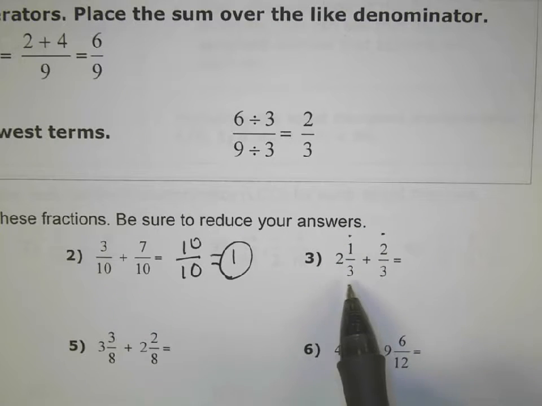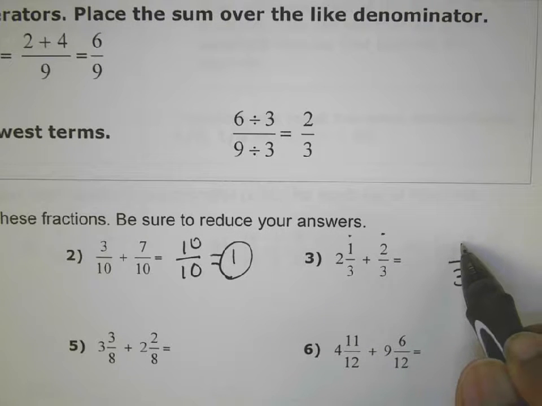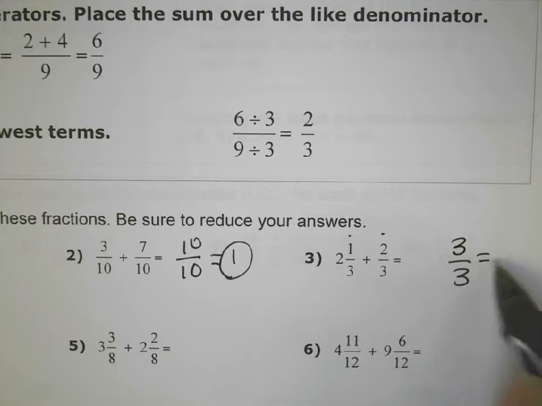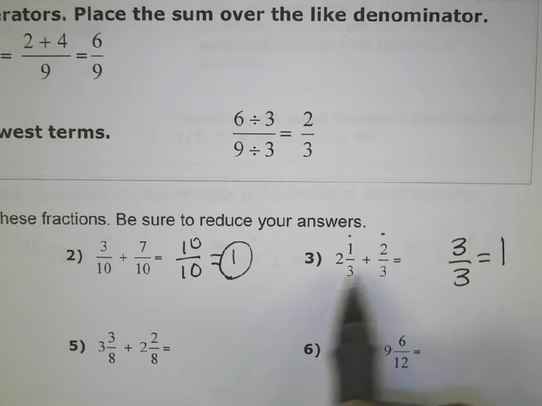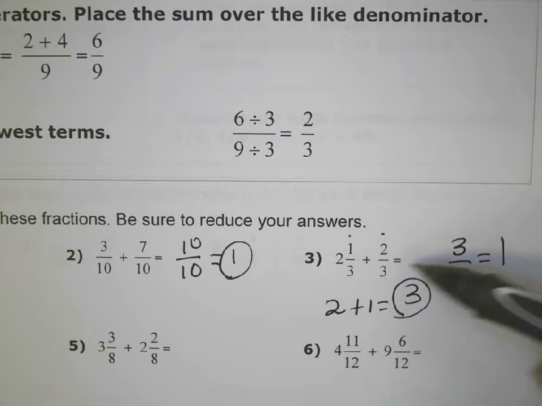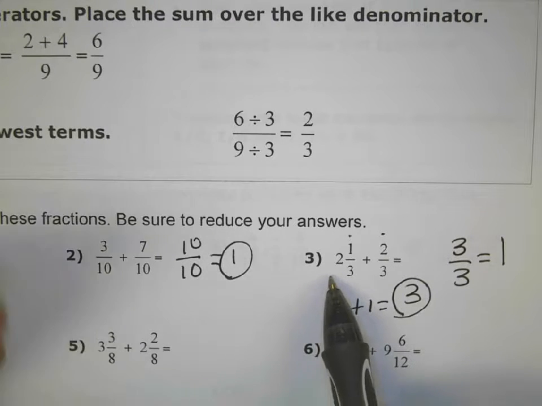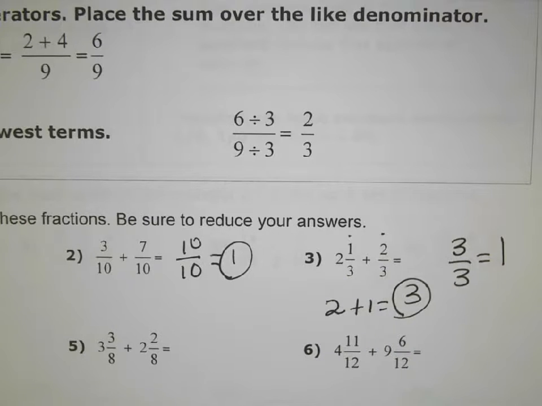So what is 1 plus 2? 3, which is equal to what? 1. Now, how many whole numbers do I have? 2, right? So 2 plus 1 is how much? 3. That's your answer. Your fraction turned out to be 1 whole. And then you're going to add it to the total of the whole numbers, and you only have one other whole number, which is a 2. So 2 plus 1 is 3. That's your answer.